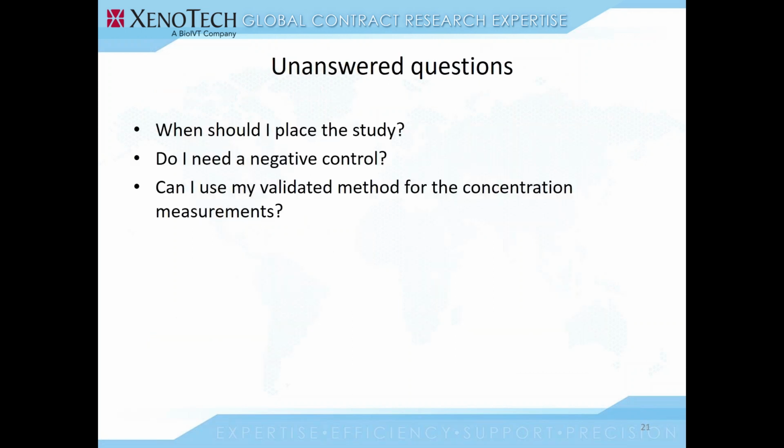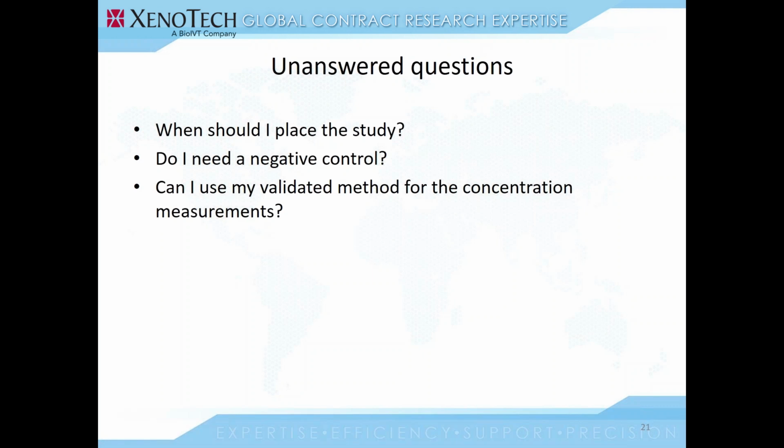So there are a few questions that we get all the time that didn't really fit very well into our normal workflow. The most common one is, when should I place the study? And unfortunately, the answer to that is it depends. It depends on your program, it depends on your risk tolerance, it depends on your indication. But conservatively, you're going to want to know induction potential before you get into a patient.